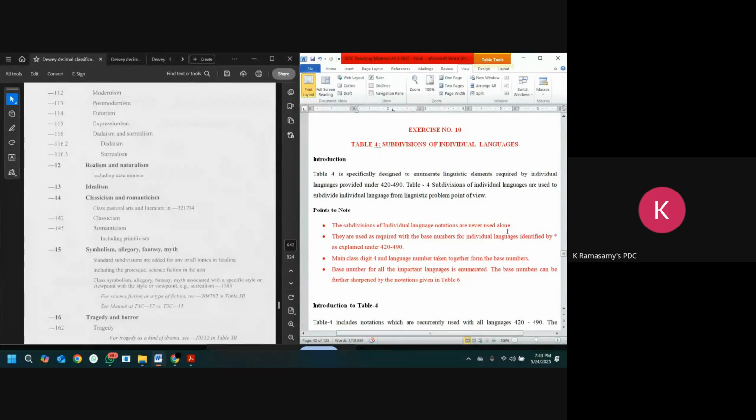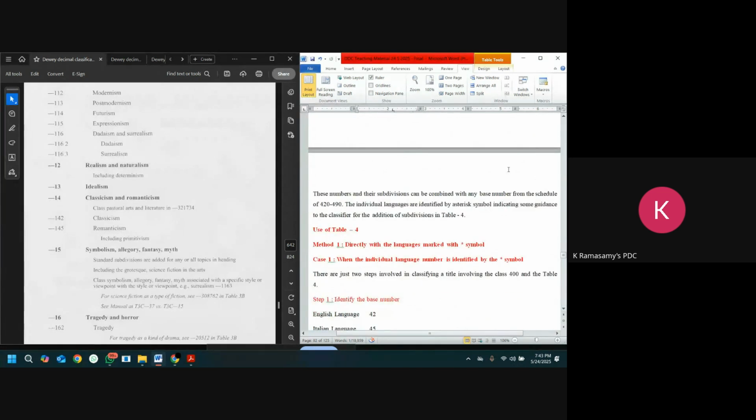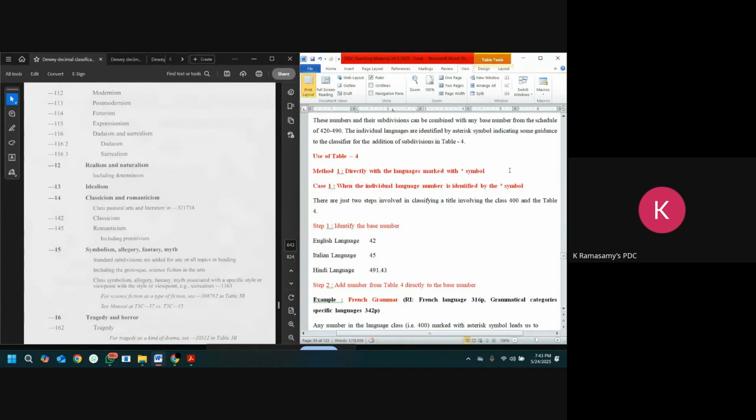Subdivision of individual languages. Whenever you want to construct a number for any language-related content, language-related means class numbers 420 to 490, meant for different languages. If you want to subdivide 420 to 490, you can make use of numbers taken from table 4. Table 4 has items like etymology, dictionary, grammar, non-standard forms of language. So these things can be taken from table 4.